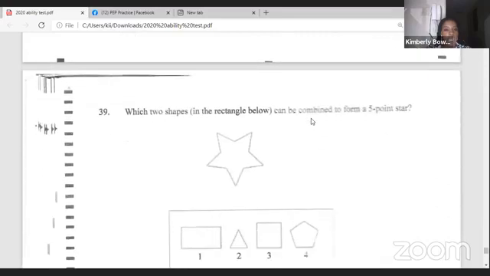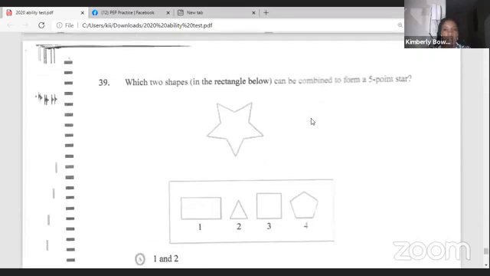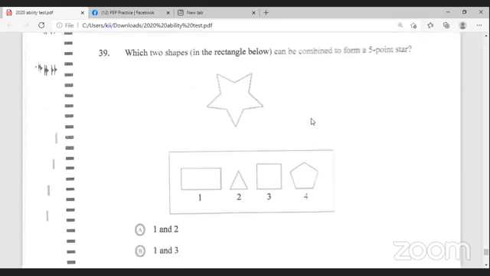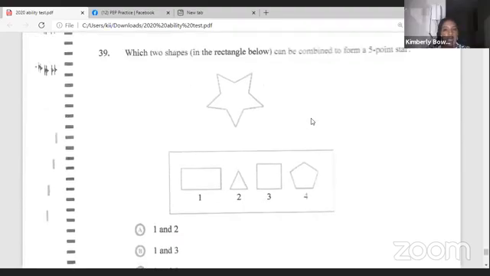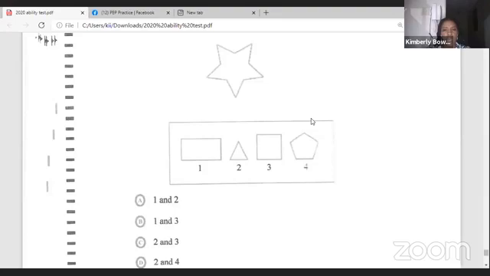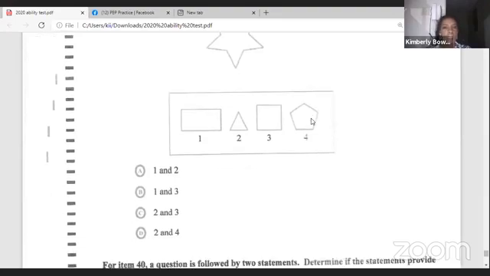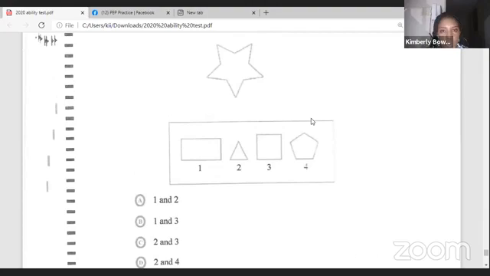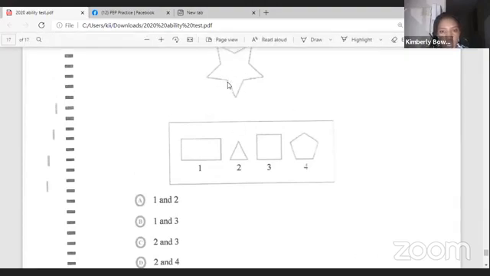All right, number 39, it says, which two shapes in the rectangle can be combined to form a 5-point star? Let's look at it. A is the rectangle and the triangle. I don't think so. B, the rectangle and the square. Definitely not. C, the triangle and the square. I think that's what we're more leaning towards. We get 5 triangles here, and if you drop a square here in the middle, let me see if I can draw it with my annotation tool.